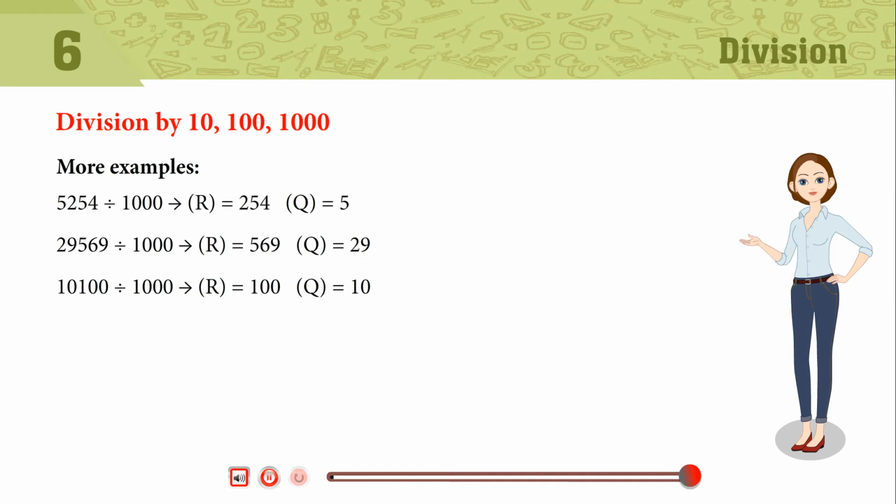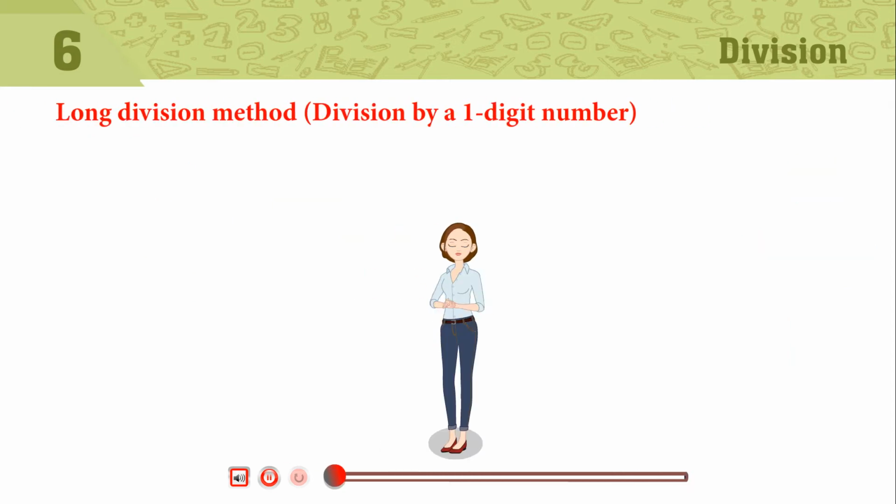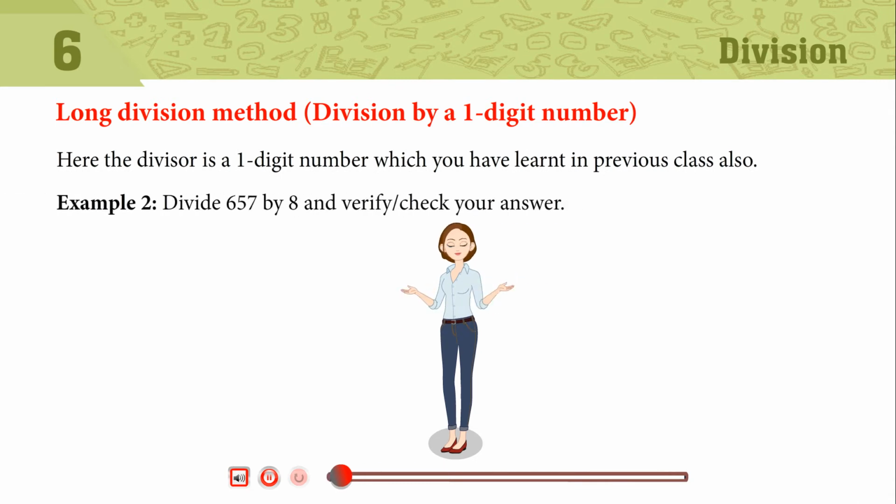10,100 divided by 1,000. Remainder is equal to 100. Quotient is equal to 10. Long division method, division by a one-digit number. Here the divisor is a one-digit number, which you have learnt in the previous class also. Example 2. Divide 657 by 8 and verify or check your answer.